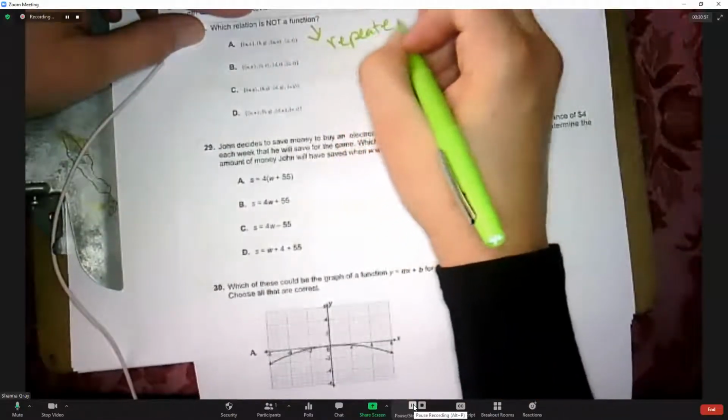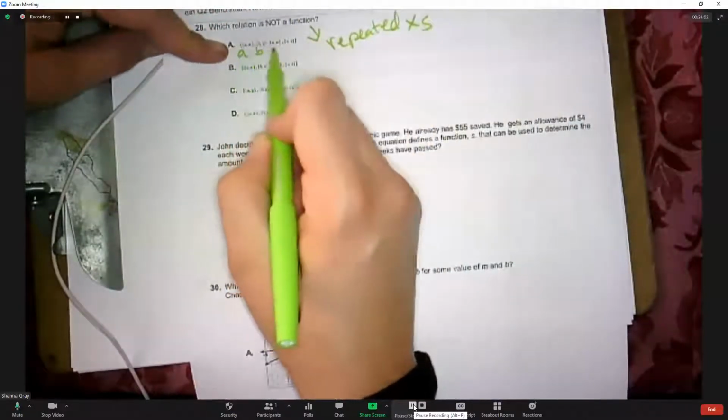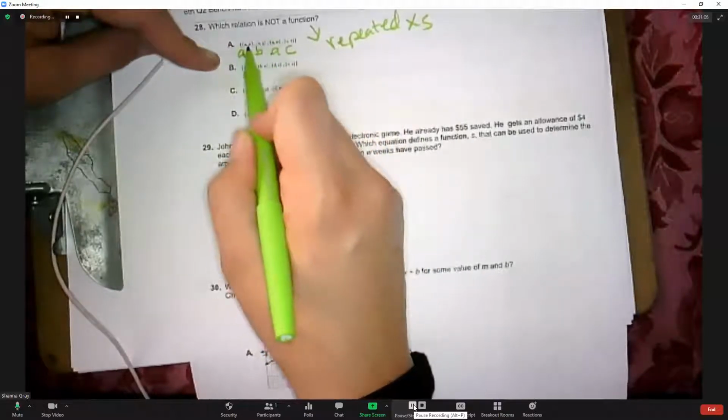All right, almost done. Which one is not a function? I'm looking for repeated x's. This one is A, B, A, C, which right away I can see the A and the A, right? Goes to X and W, so I know it's this.